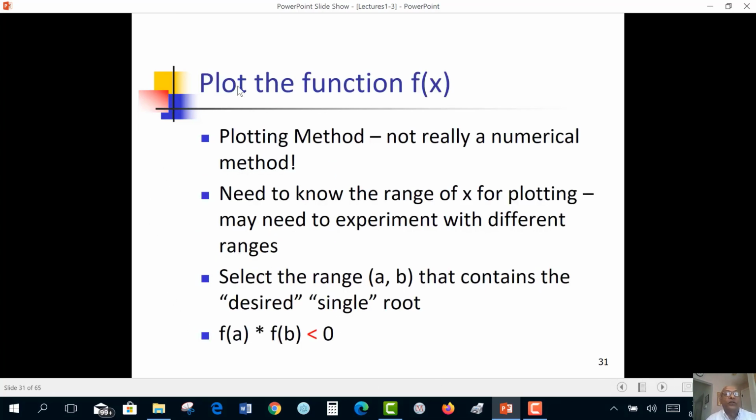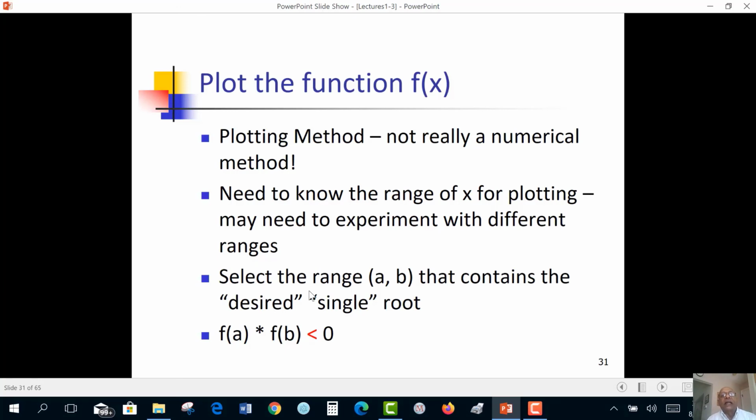Well, one way we can do it, we just looked at how to find the root of a function, we plot it. So we could use a plotting method. Well, plotting is really not a numerical method. We would need to know the range of x for plotting. In our case, we know the root of 5 is between 1 and 5, so we can plot it between 1 and 5. But if we didn't know that, then we may need to experiment with different ranges.